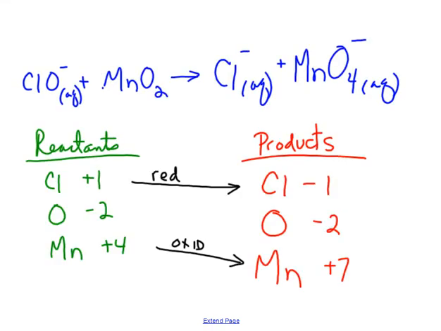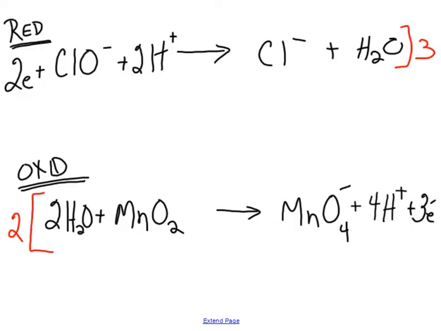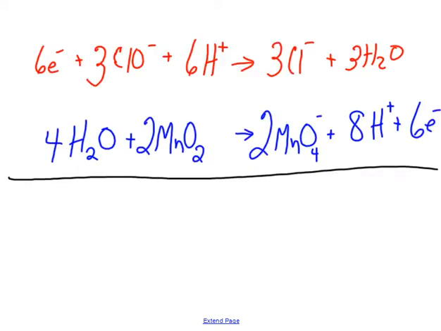This slide shows the oxidation numbers of reactants and products and the determination that the atom of chlorine is what is being reduced and the manganese is being oxidized. The next slide shows the half reactions and the value that each half reaction must be multiplied by in order for the electrons lost and gained to be equal. The next slide shows those half equations, and now we're going to add them up and cancel some like terms.